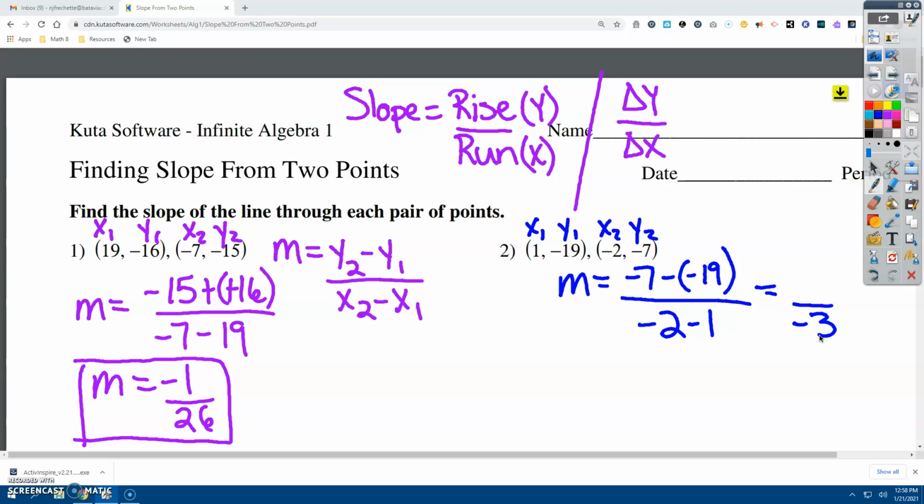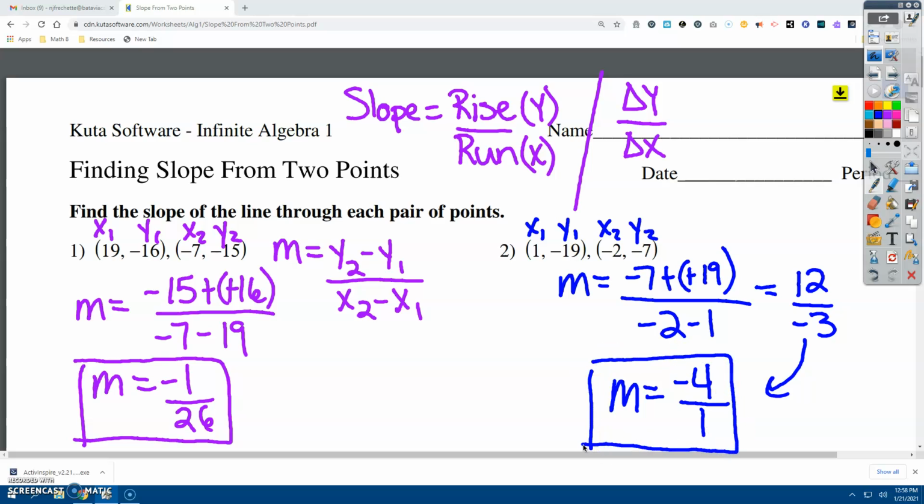And up top, these signs are going to change, but if you put it in your calculator, you'll notice that it changes it for you automatically, and you get a positive 12. Now, you don't want to keep the negative in the denominator, but you're going to notice if we go down here, 12 divided by a negative 3 is going to be a negative 4. We can have a slope of negative 4, but if we were graphing this, we'd want to put it over 1. So our slope would be negative 4 over 1.